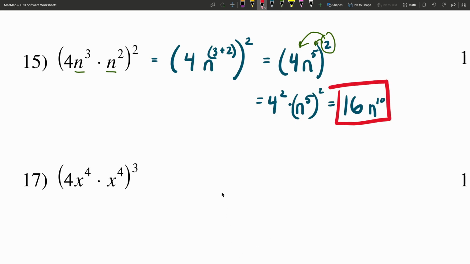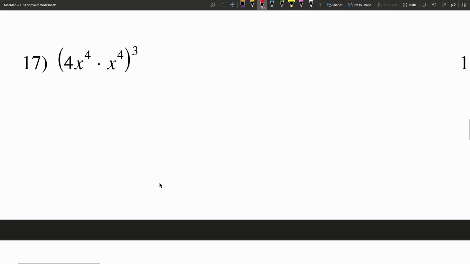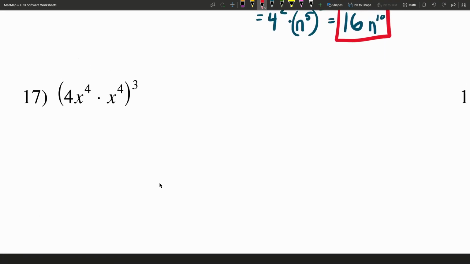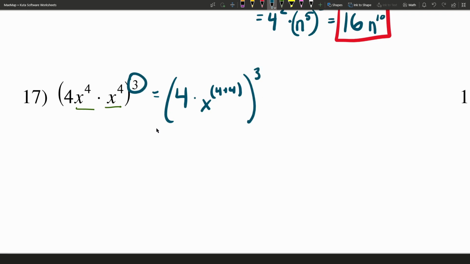Moving right along to number 17, the last of our odd problems. We have 4x to the 4th times x to the 4th, all of that cubed. Let's simplify down at the start because x to the 4th can be combined with x to the 4th. So we can rewrite this problem as 4 times x to the 4th times x to the 4th is x to the 4 plus 4. Again, we add those exponents together when we have bases that are the same, that are multiplied together.